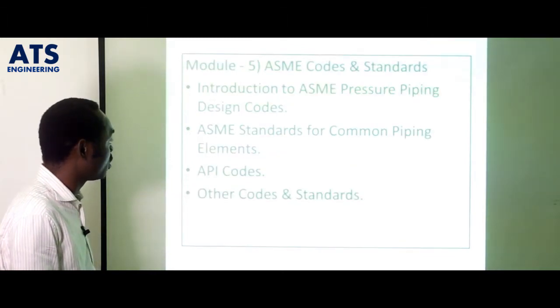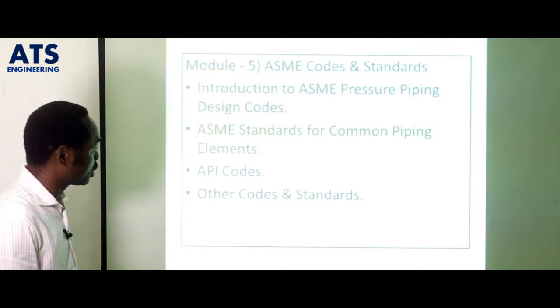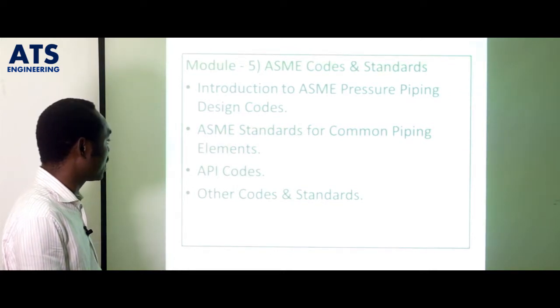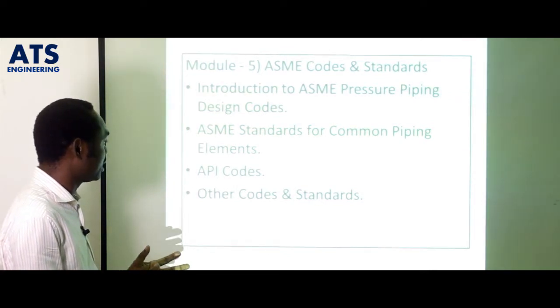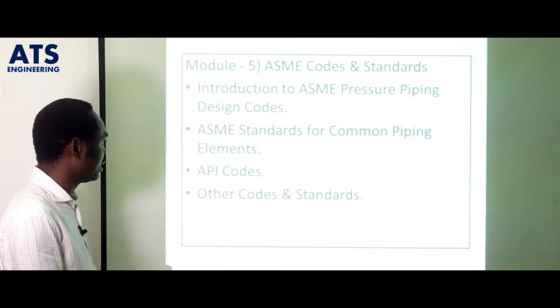Module 5 takes us into codes and standards. Major focus will be on ASME B31.3. We also look at how we can use ASME standards in piping systems and also API codes and other codes and standards.